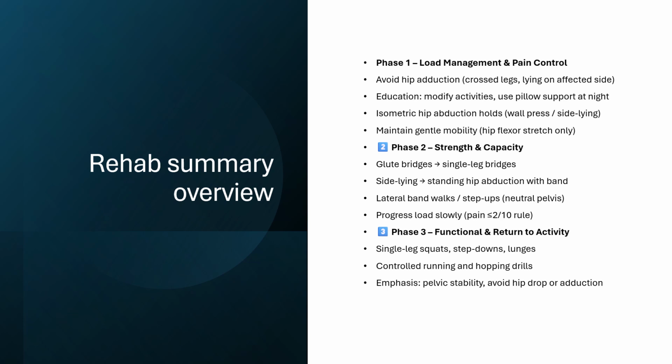Now, phase 2 is strength and capacity. Once pain is more stable, we want to progressively strengthen the hip abductors, ABD, and improve pelvic control. We can start with double leg bridges and progress to single leg bridges. We can include side-lying hip abduction, so ABD, with good pelvic alignment, and then progress to standing variations using resistance bands. We can do lateral band walks and controlled step-ups, and these are great for functional movement. Just remind the patient to keep the pelvis level and avoid letting the hip drop.